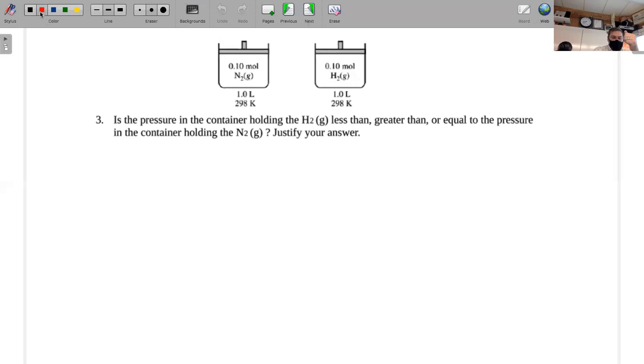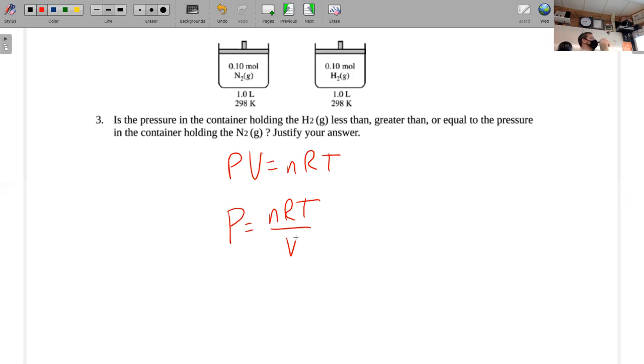We're trying to figure out a pressure. So the ideal gas law, PV equals nRT. If you want to find the pressure, that's P. P is just equal to nRT over V. So what the pressure depends upon is the number of moles of gas, the ideal gas constant, the temperature, and the volume. But what's not in the equation is the formula mass. It doesn't matter if it's nitrogen or if it's hydrogen.